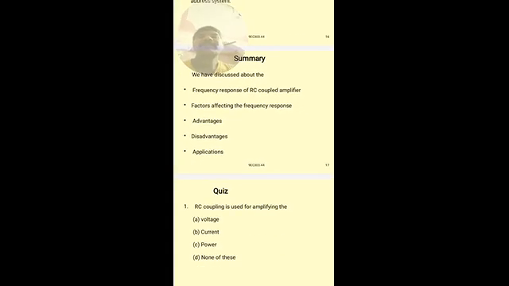So in this class we have discussed the working of the two-stage RC coupled amplifier and the frequency response of the RC coupled amplifier, the factors affecting the frequency, the fall of gain in the low frequency region and high frequency region, and why the gain remains constant in the mid frequency region, using the frequency response curve, and the advantages, disadvantages and applications of the RC coupled amplifier.